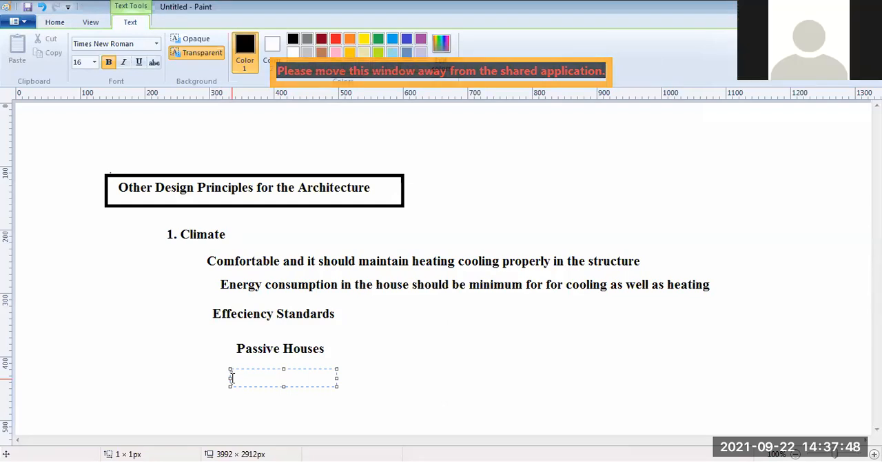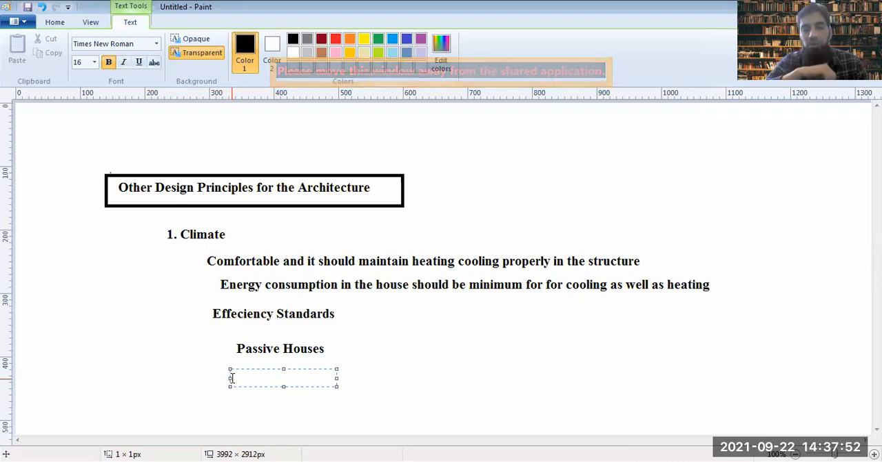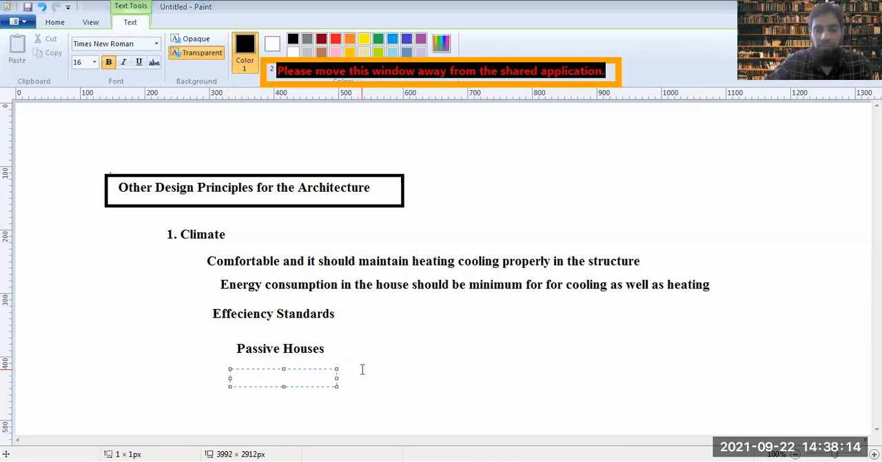Yes, sir. Yes, I was discussing that our houses should maintain energy standards, efficiency standards, because the electricity consumption is increasing, and our electricity generation at the same time is decreasing. So we need to go for passive houses, or which I told you last time around, greenhouses.